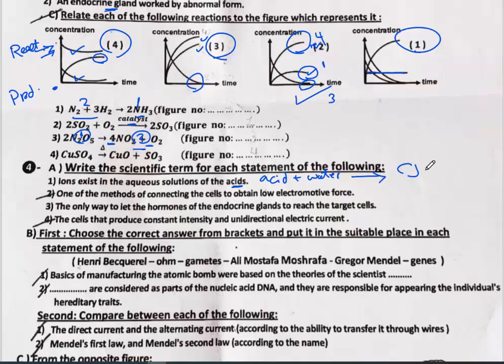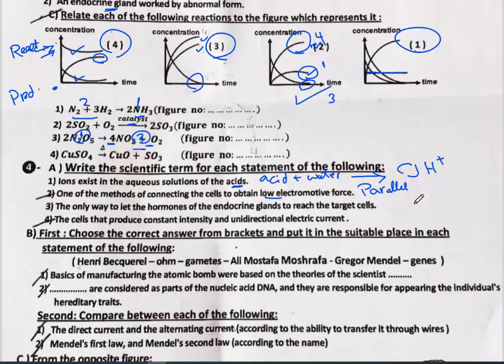Number 2, one of the methods of connecting the cell to obtain low electromotive force. Low electromotive force means parallel connection. Parallel connection, because if it was series, we would make a summation of the electromotive force, so we would have high electromotive force. So to get low electromotive force, it must be by parallel connection.